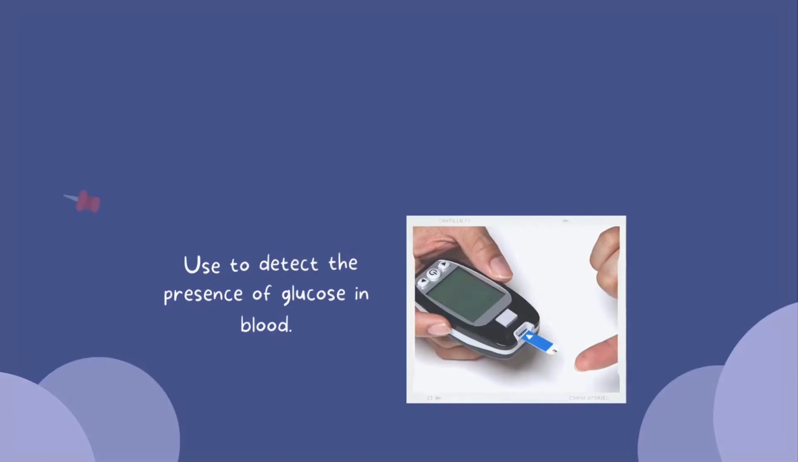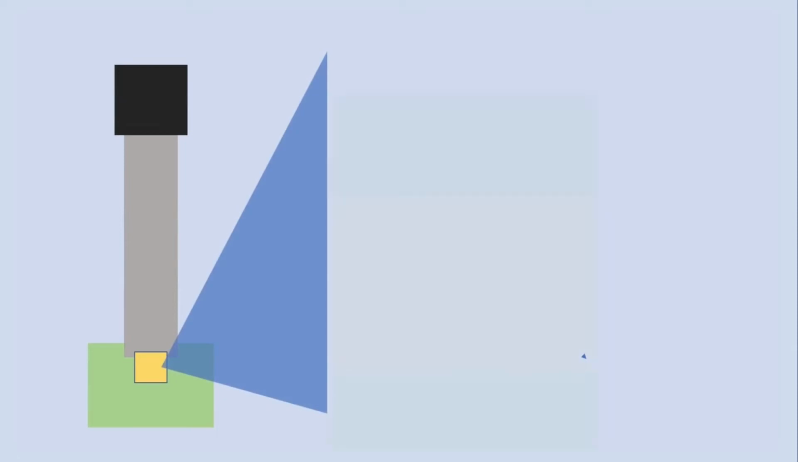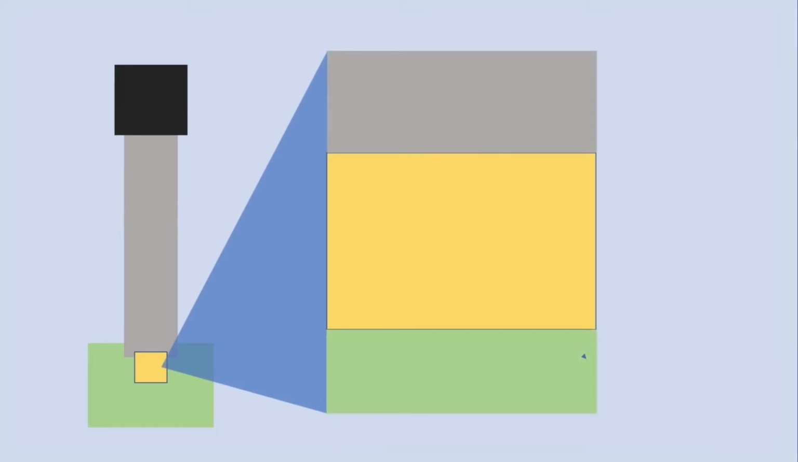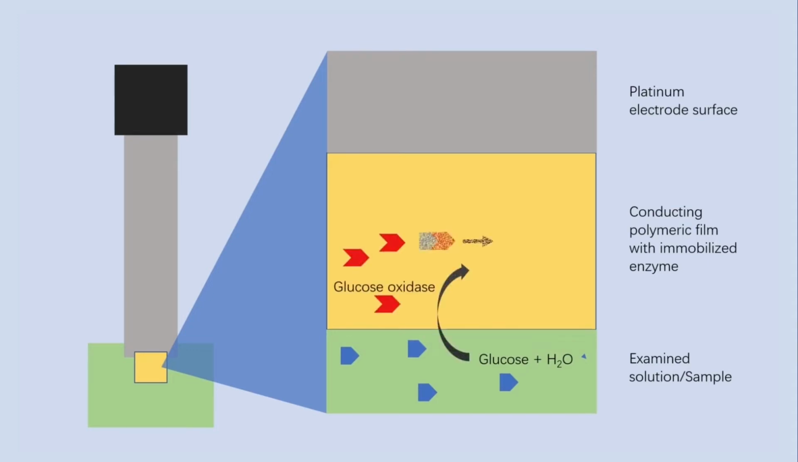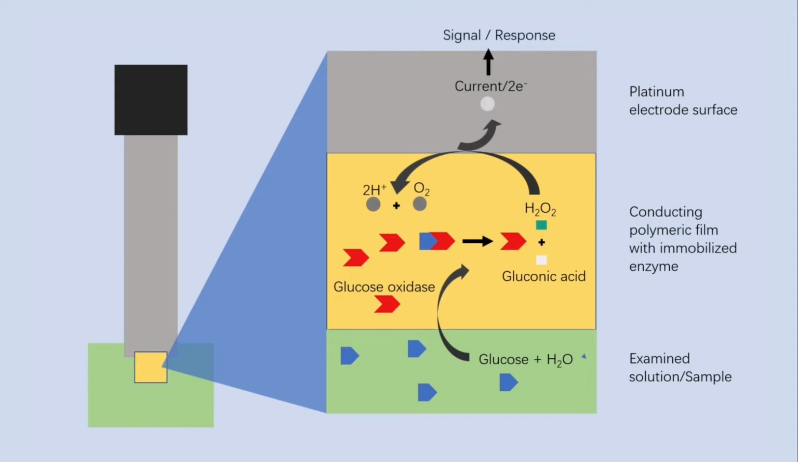And now, let us look into the principle behind it. If there is glucose present in the sample or enzyme solution, the glucose will be oxidized by the immobilized enzyme in the conducting polymer. The glucose oxidase breaks down the glucose into gluconic acid and hydrogen peroxide. Then, the hydrogen peroxide will contact the platinum electrode and it will be ionized and produce current. The more current produced indicates the more glucose is detected.